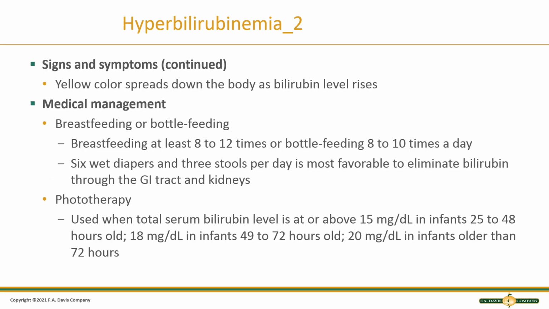We said the yellow color spreads down the body. We want to breastfeed or bottle feed, increase the feedings if we can, monitor the I&O, and use the phototherapy, and these are your levels here. Laboratory testing: if you do the transcutaneous bili and it's greater than 5 or 5.3, then you want to get a serum. That's usually a heel stick as well, and they get a definitive number so you can decide what kind of medical management the infant needs.